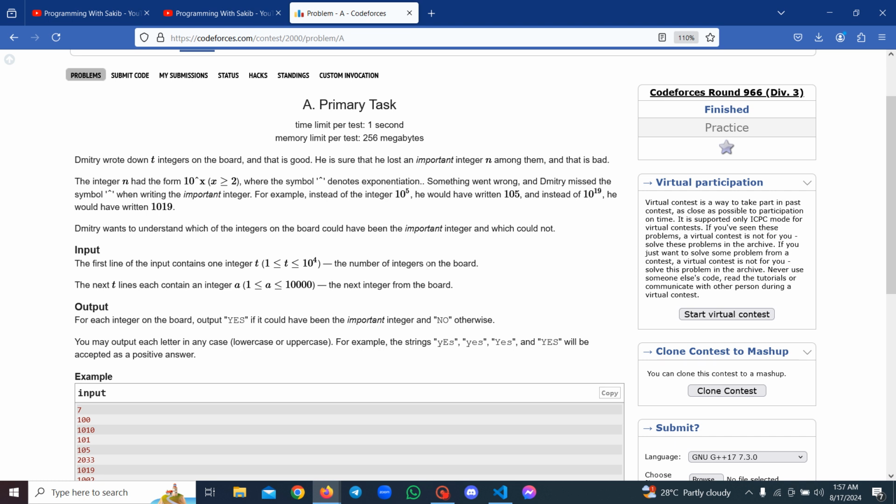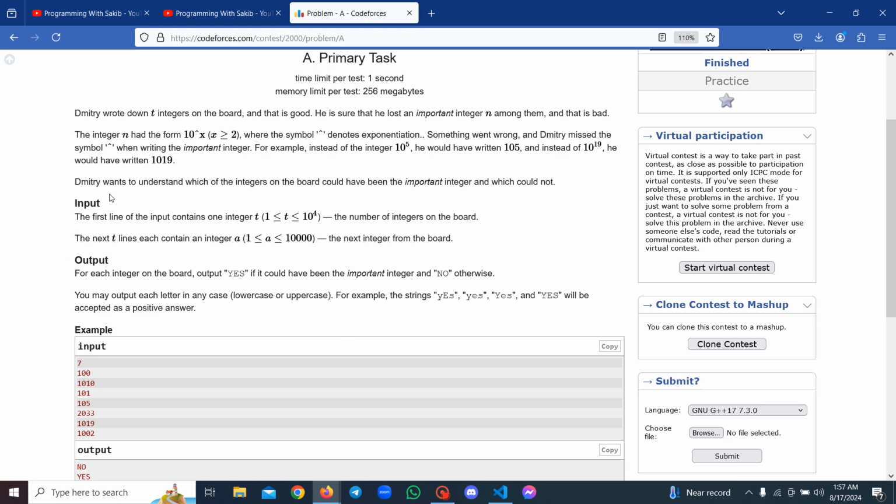So it's a massive mistake, because 10^5 is a huge number and 105 is so little. And instead of 10^19, he wrote 1019. Again, 10^19 is a huge number, and 1019 is a much smaller number. So we have to solve this problem.